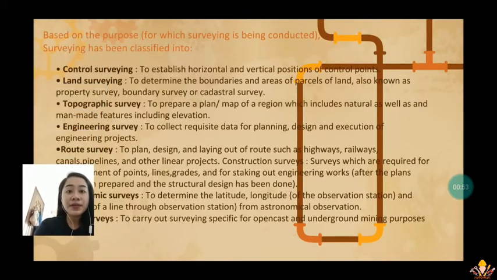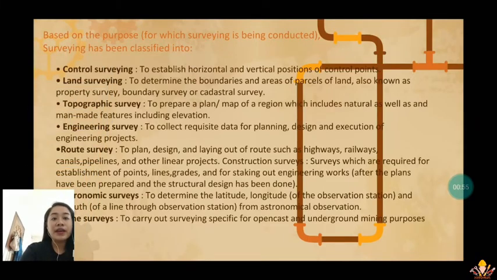So, based on purpose, surveying has also been classified into control surveying, which is to establish horizontal and vertical positions of control points. Second is the land surveying, to determine the boundaries and areas of parcels of land, also known as property survey, boundary survey, or cadastral survey.